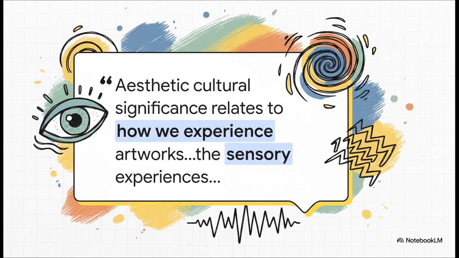The IB guide actually gives us some helpful lenses to use. For example, aesthetic significance. That's all about the direct sensory impact of a piece. How does the use of color and form and space make us feel? What's our gut reaction to it? This is a fantastic way to analyze the power of an artwork beyond just its backstory.